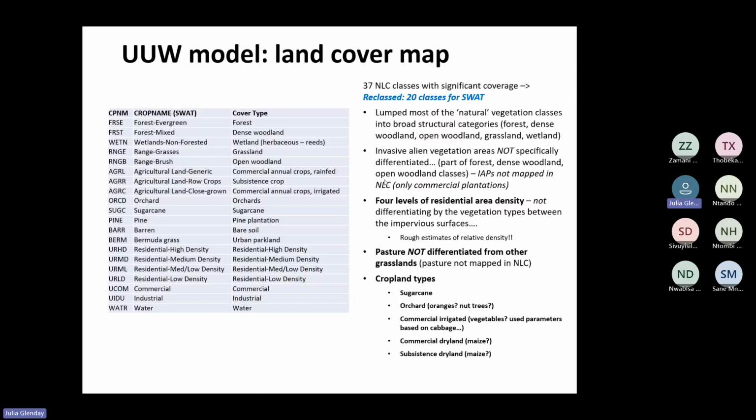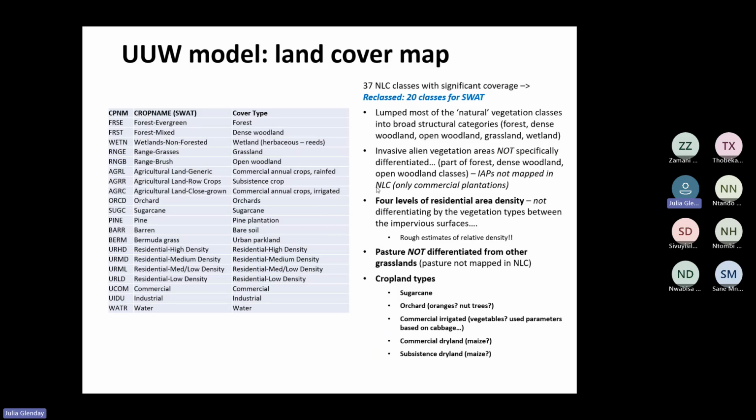And in my reclassification, I lumped most of the natural vegetation classes into broad structural categories, like forest, denser woodland, open woodland, grassland, wetland. And then, as I mentioned, invasive alien vegetation is not in there. But pine plantations are in the mapping.